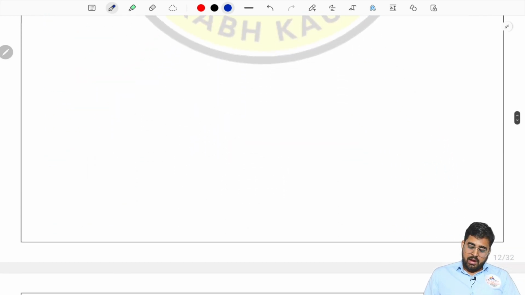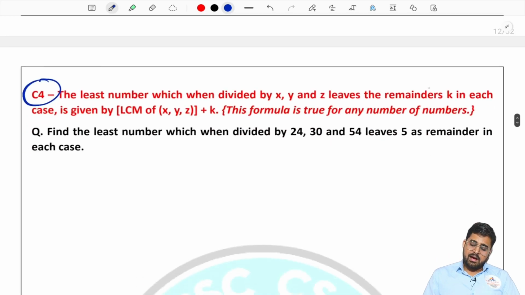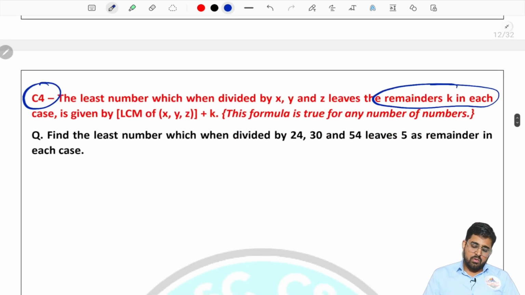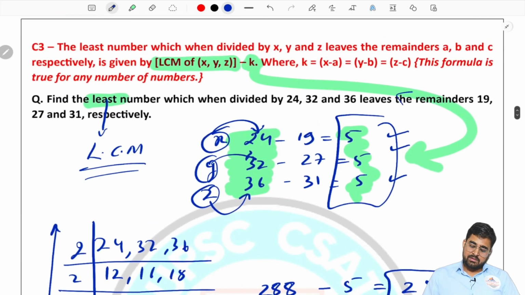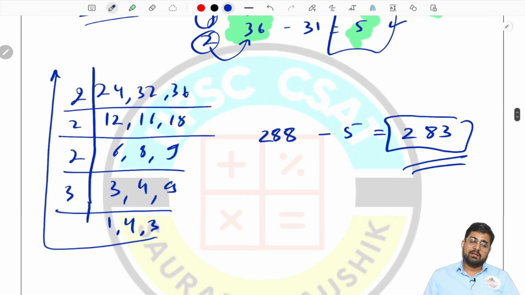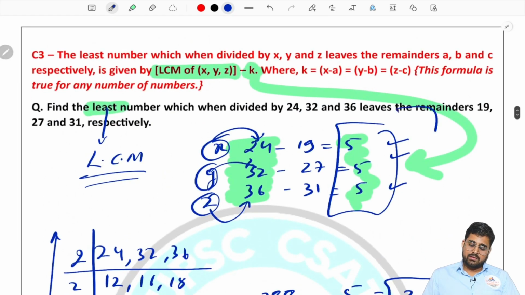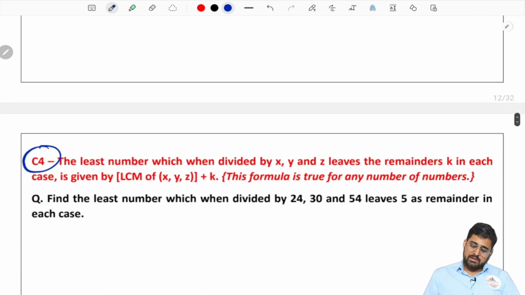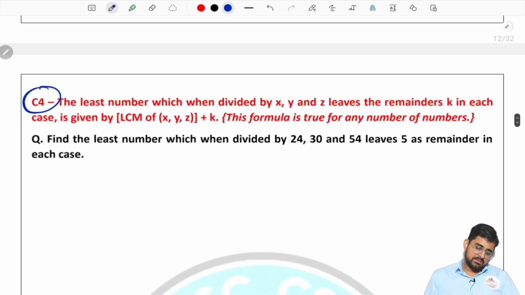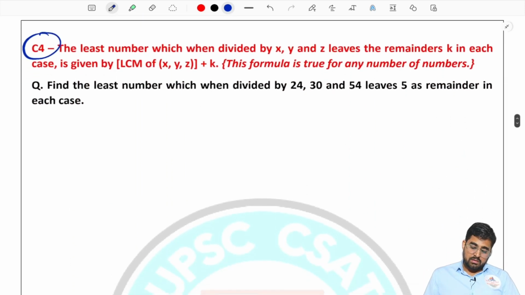Now in this case they are giving you the remainder as common. You can read this: remainder k in each case. Leaving the remainder k in each case means the remainder is common itself. So this step gets cancelled. And how can you know about this? You do not have to find this, because they give you a common remainder, basic sense. Now let's do this concept with a question.